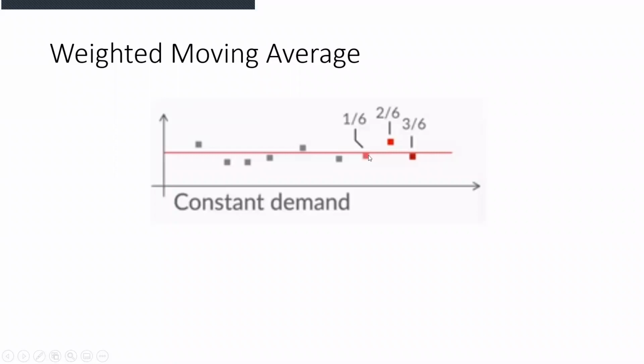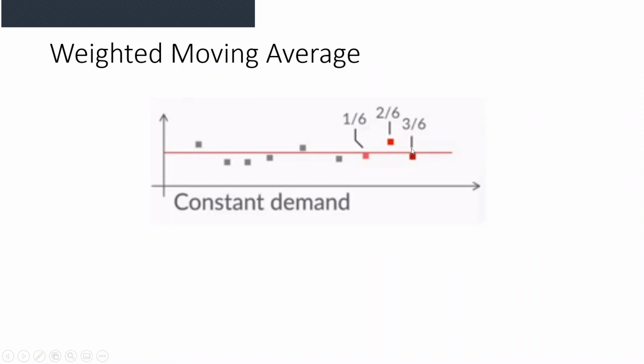So instead of having 1, 2, 3, the sum of the 3 divided by 3 as my next month prediction, I am using a formula which gives more weightage to just the last month's data. Okay, so this is the weighted moving average example.